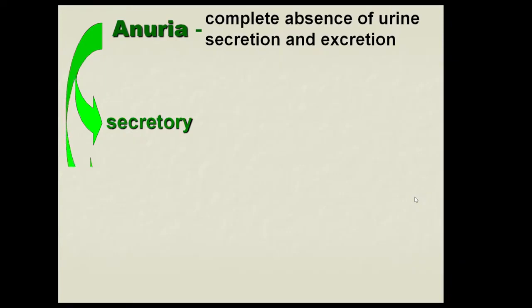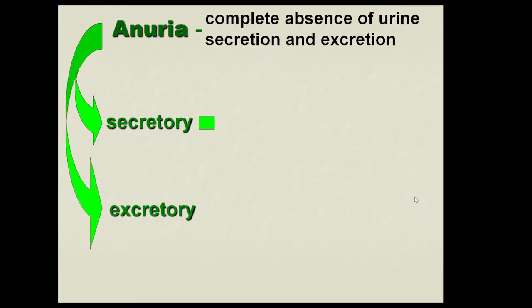Next problem, anuria. We are talking about anuria when the secretion and excretion of the urine stop. We'll start to talk about anuria when the amount of excreted urine becomes less than 50 milliliters. Anuria, depending on its origin, may be secretory and excretory.